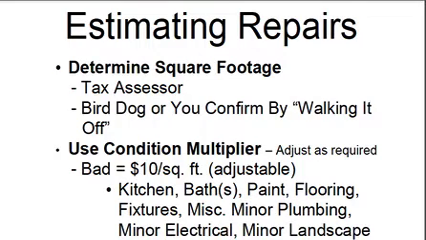All right, let's talk about estimating repairs. So if we know the square footage and we can put it in one of three repair categories, bad, really bad, or awful, we're good. The square footage is going to come from the tax assessor, which is often wrong, and from the bird dog, or you, by walking it off.